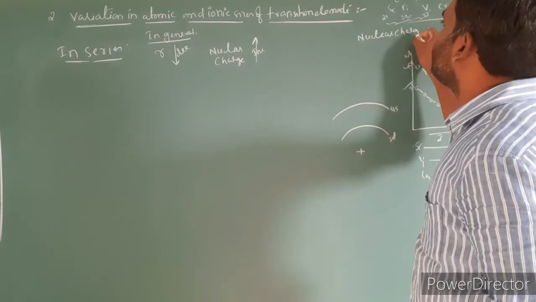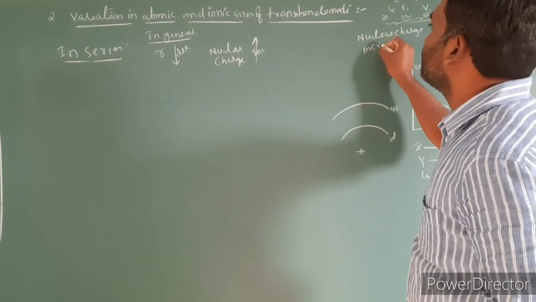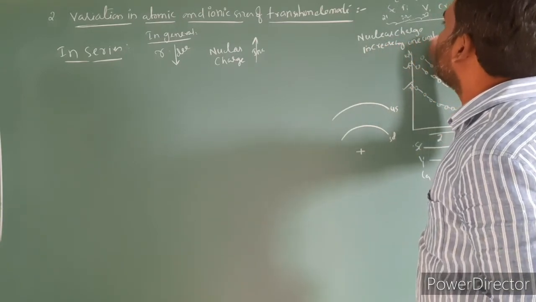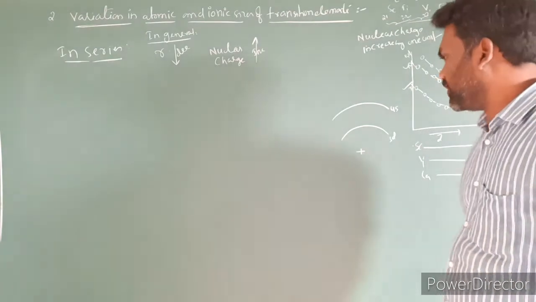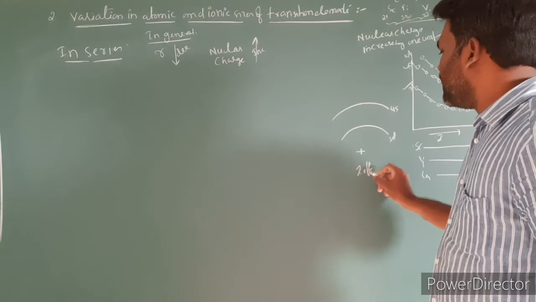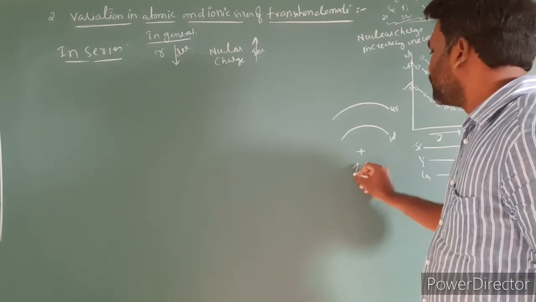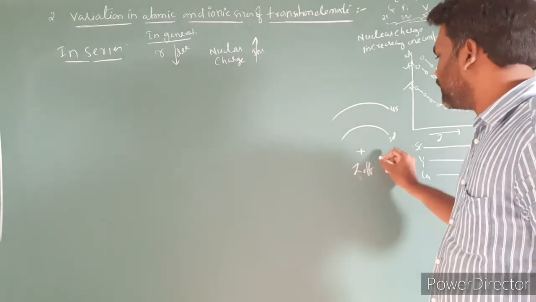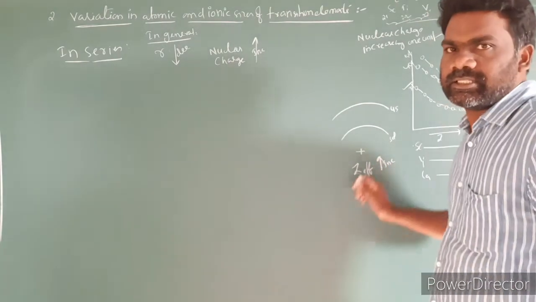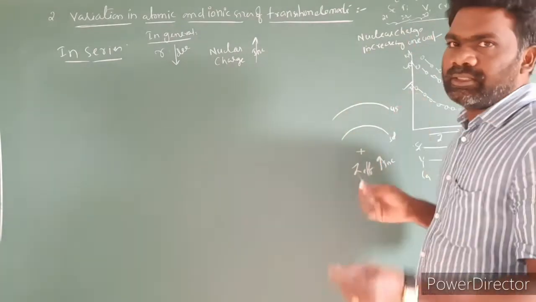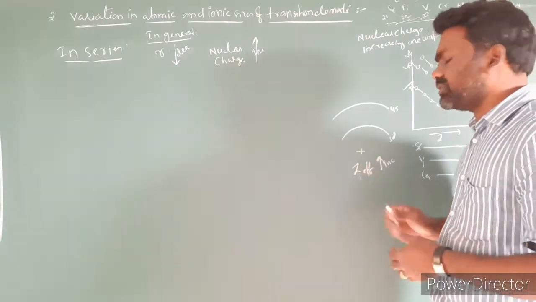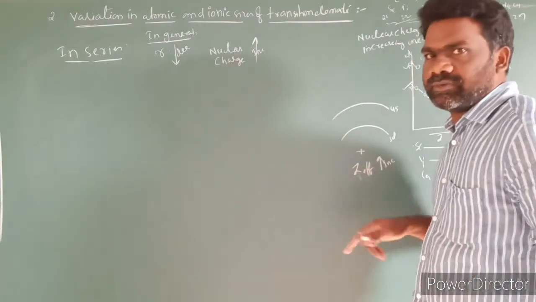Nuclear charge increases by 1 unit. This is nothing but the effective nuclear charge, Z effective. The effective nuclear charge increases, so from left to right effective nuclear charge increases. This point is very clear: while moving from left to right, protons are added and electrons are added, and as a result the effective nuclear charge increases.